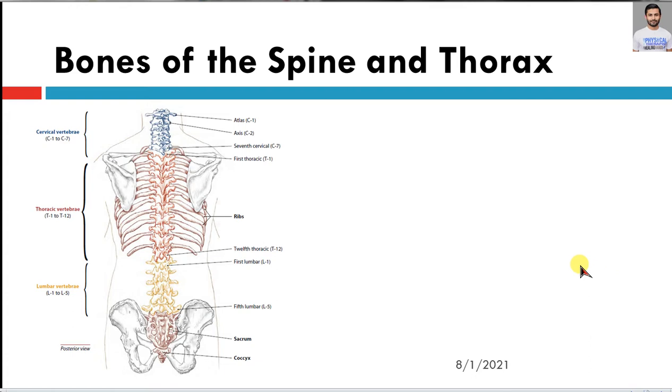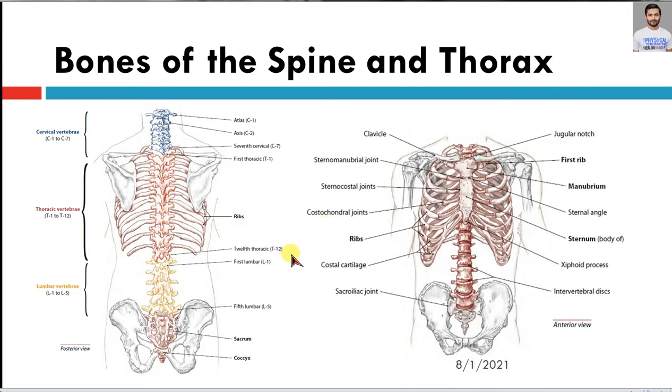If you look at the bones of the spine and thorax, we can clearly see the spinous processes, the vertebrae, the clavicle, the scapula, the iliac crest, the sacrum, and the vertebrae plus ribs. In this view, we can see on the anterior side the clavicle, the ribs, the sternum, the xiphoid process, the manubrium, sternal angle or sternomanubrial joint, jugular notch, and costal cartilage, the vertebrae, the hip bones on both sides, and the symphysis pubis on the anterior side.